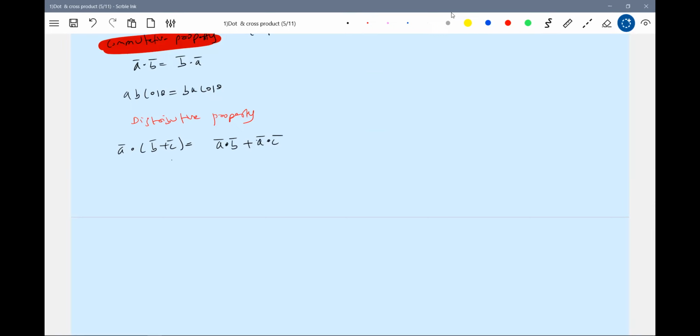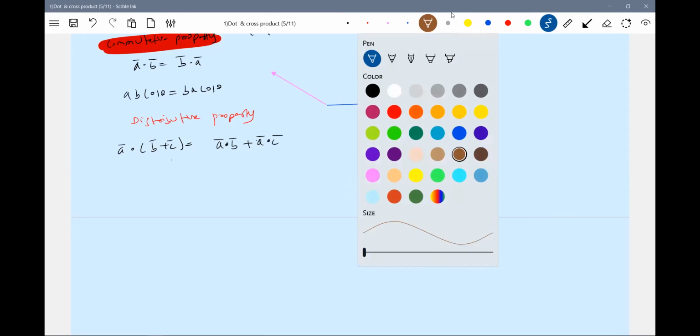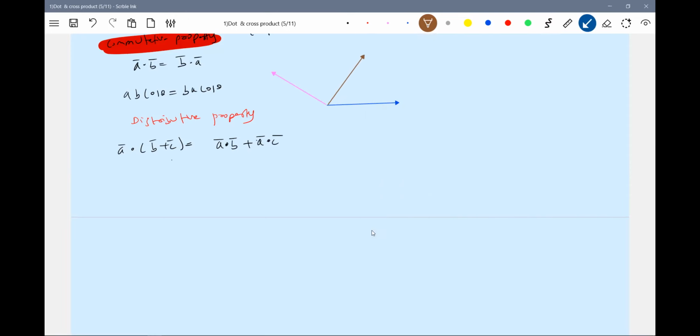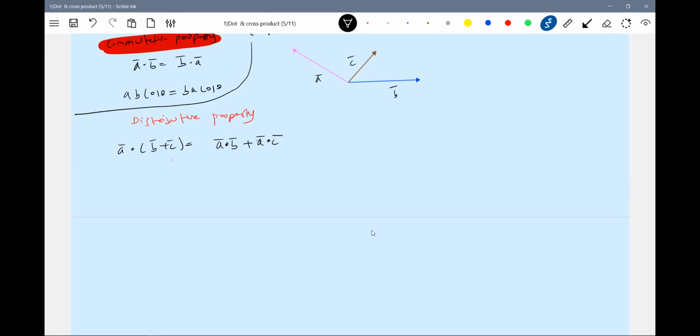First we'll do one thing, A bar dot B bar. There are three vectors. There's a vector B bar, there's a vector C bar, and the vector A bar I'll pick in another color. I have very few color options with me. Okay, let me use one longer, one shorter. This is A bar, this is B bar, there's a C bar. We know from the vector shifting property, the distributive property is what I'm trying to show here and explore.